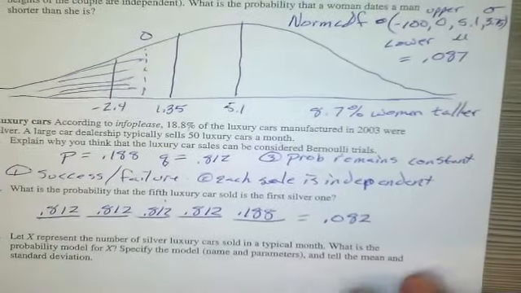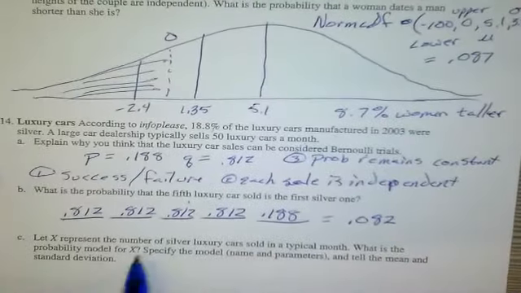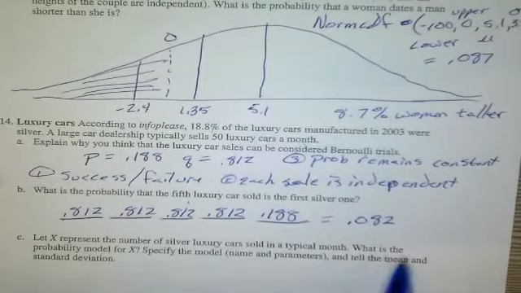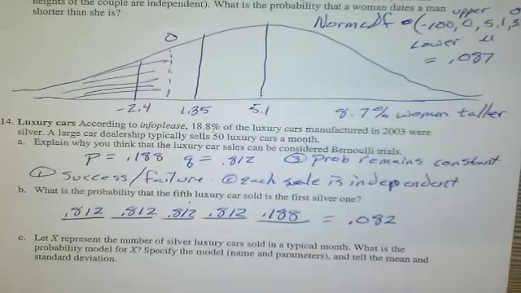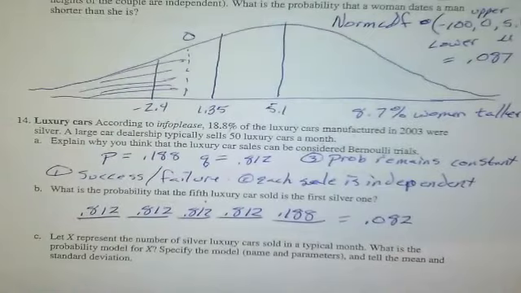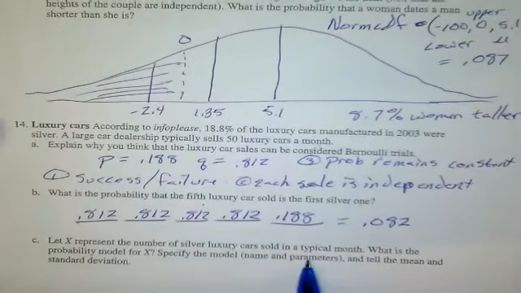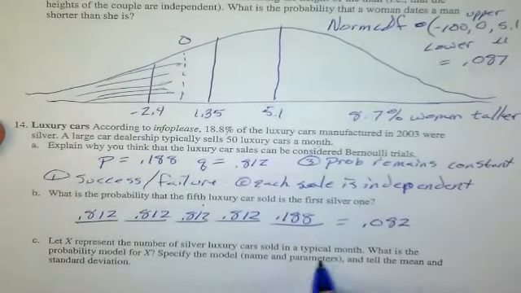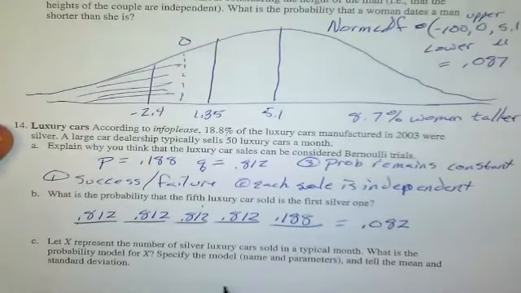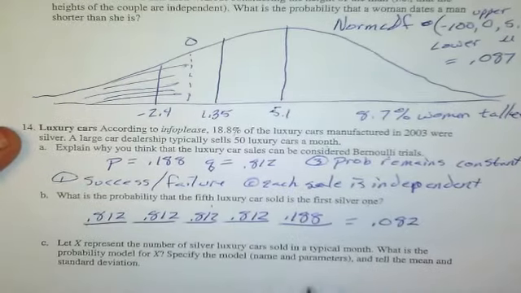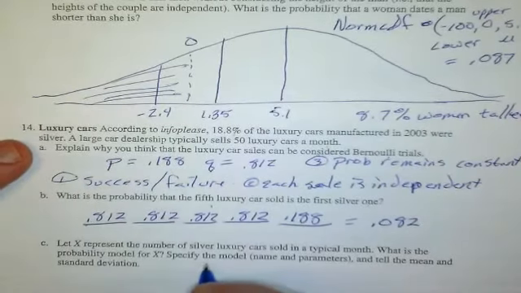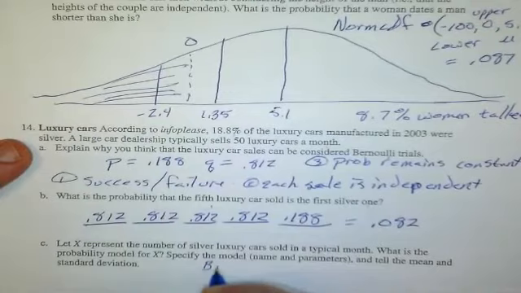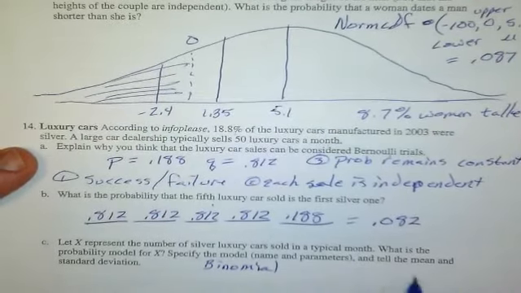And then last but not least, bottom of the card here, let X represent the number of silver cars sold in a typical month. What is the probability model? And find the mean and standard deviation. Okay, so we want to know how many sold in a typical month. So is that binomial or geometric? Okay, that is binomial. We have a fixed number of trials. So the mean and standard deviation.